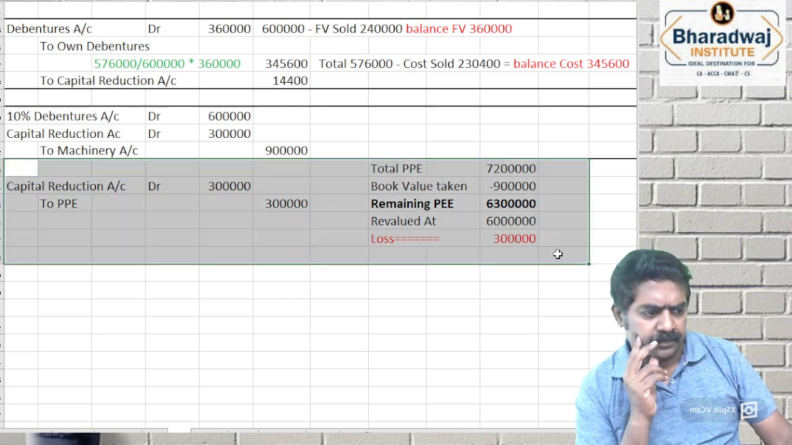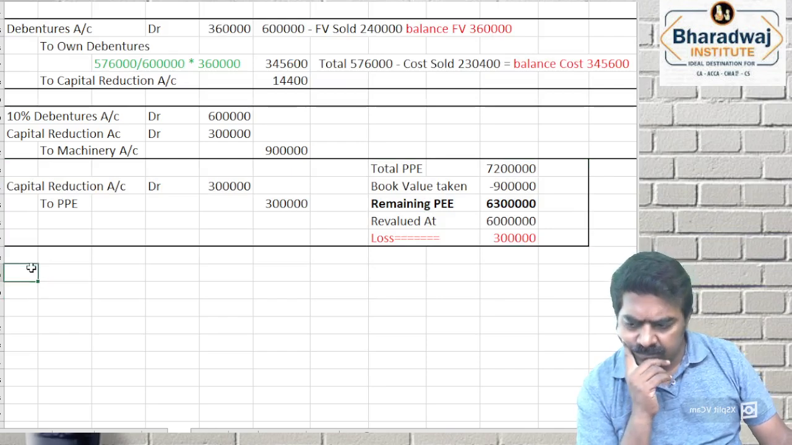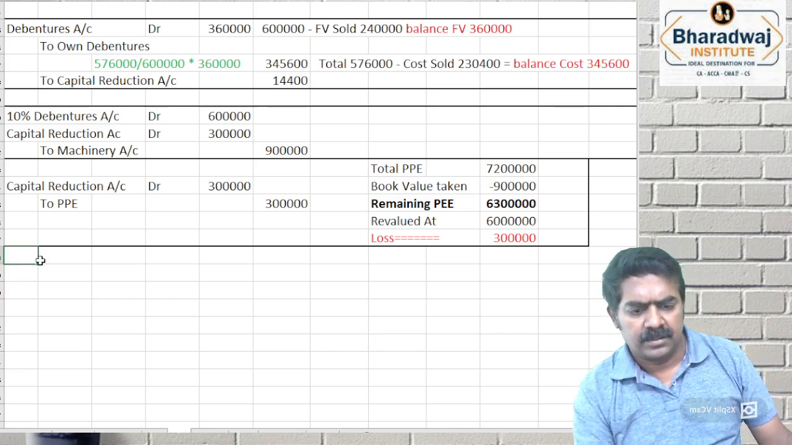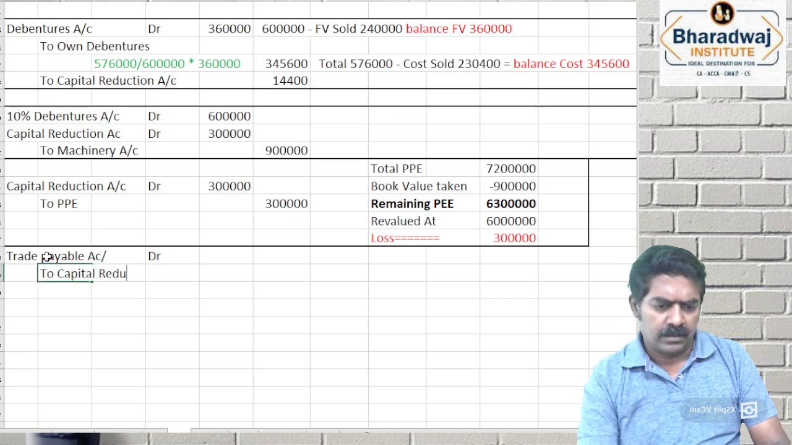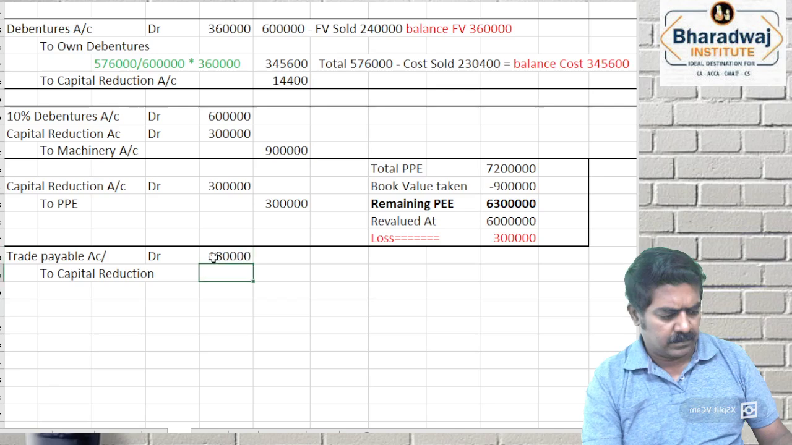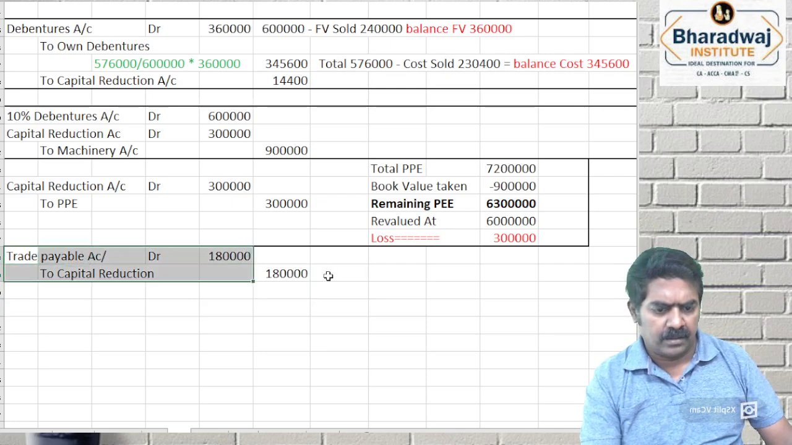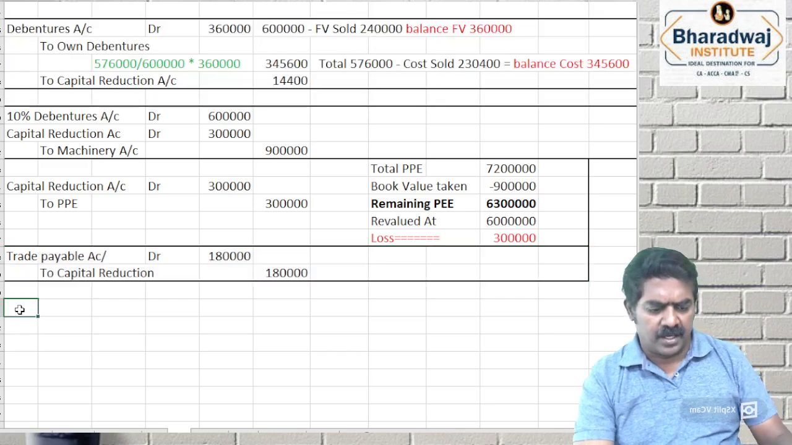Next, என்ன சொல்லியிருக்கோம்? Trade payable என்ன இருக்கு? Reduce ஆயிருக்கு. So trade payable account data book value to revised value. What is the reduction? Then what is the next one? We are writing up assets. What entry will pass? Capital reduction account data.